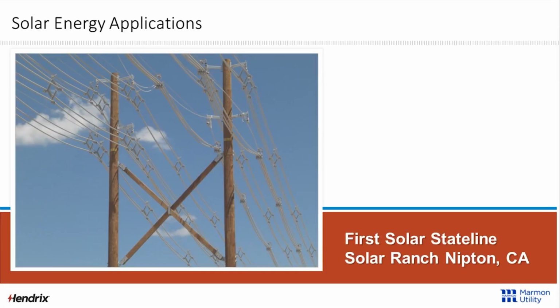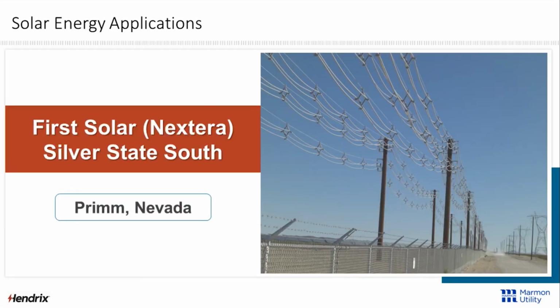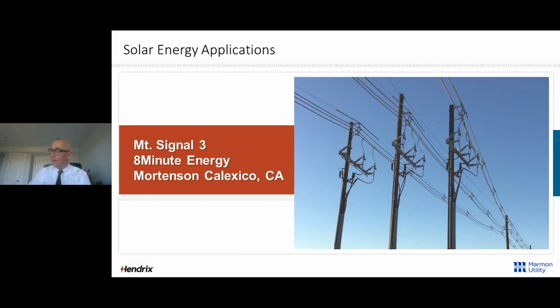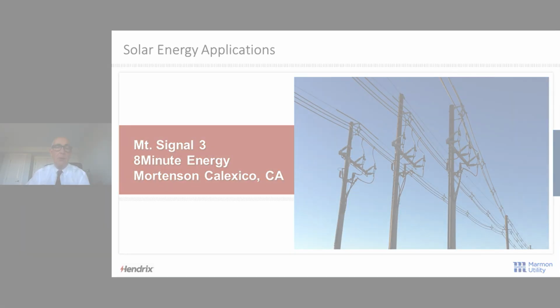Here's State Line. You can see First Solar State Line in Nipton, right across the street from Silver State South in Primm. This is during construction. That's why you see the rolling blocks there. First Solar, NextEra. This is Silver State South, across the street from the one I just showed you. It's also across the street from Ivanpah, if you're familiar with that one, the Death Ray Solar Ranch. And this is Mount Signal 3, 8minute Energy. This is back in Calexico as well, near some of our other projects.